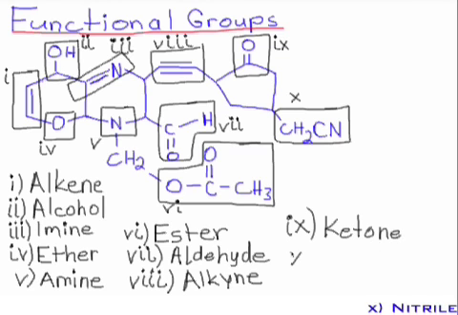And lastly, number 10, CN. If you do the Lewis structure, nitrogen has 5 electrons, carbon's using 1. You've got a C triple bond N here. If you take the time to check the Lewis structure of the fragment, this is a nitrile.